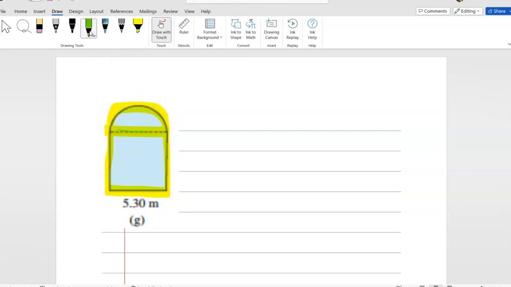And so what I'm going to do is do those separately, because for the top I'm going to have to use circumference, right? 2 pi r. And for the bottom, just adding up the sides.